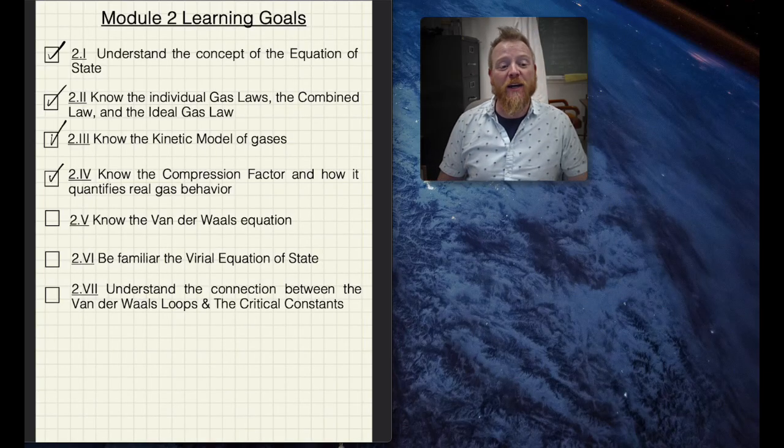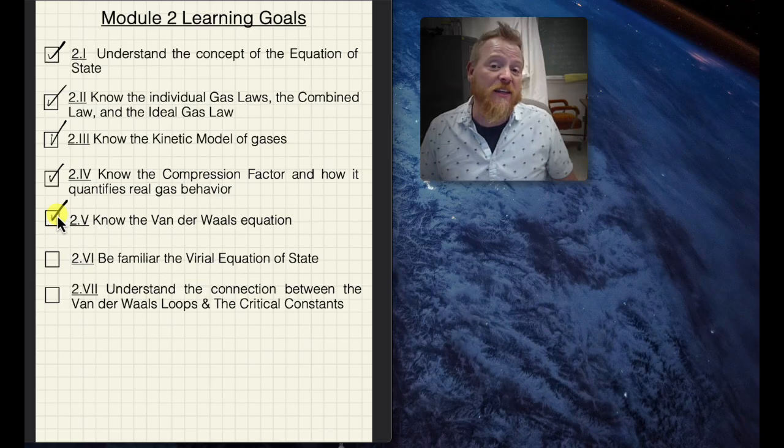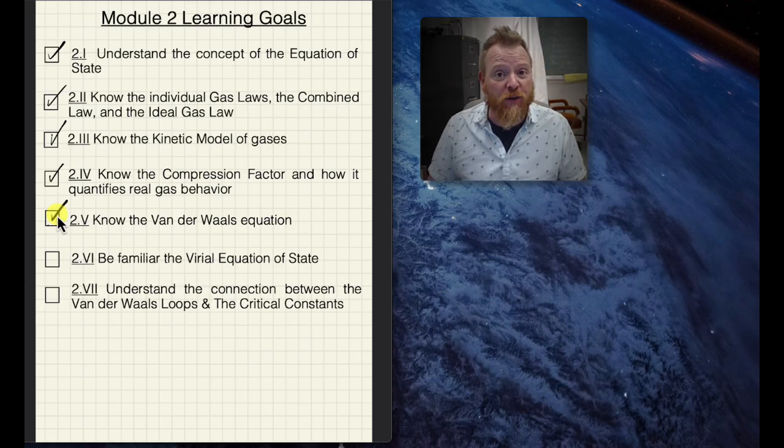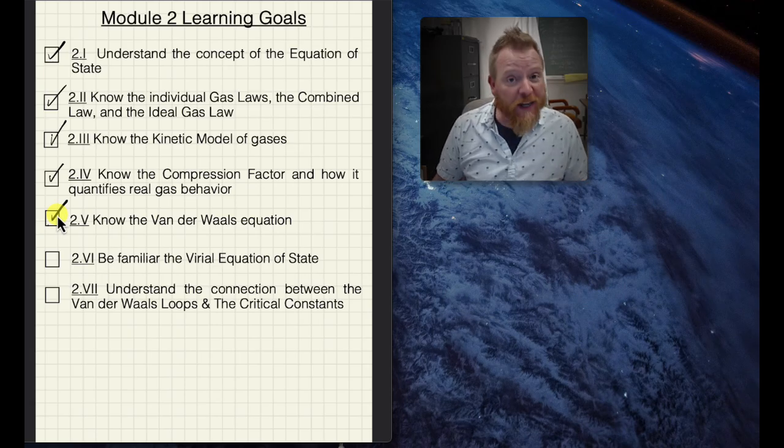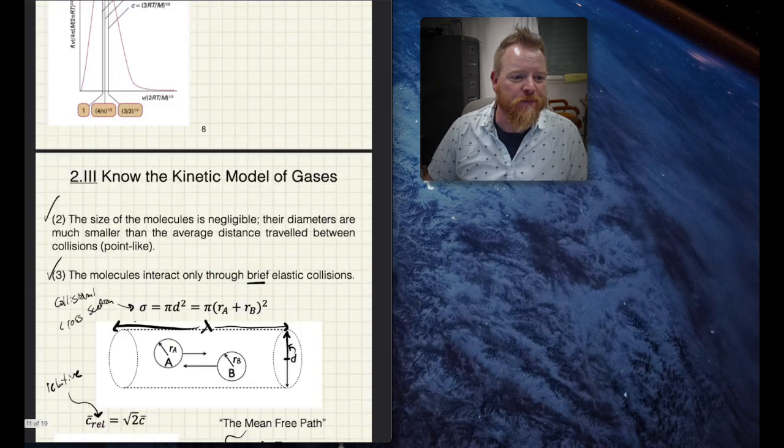Okay, in this video we're going to be getting into the van der Waals equation. This is something that you may have talked about in general chemistry, depending on who your instructor was. We're going to get into hideous detail of this equation.